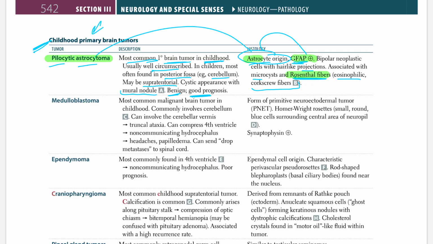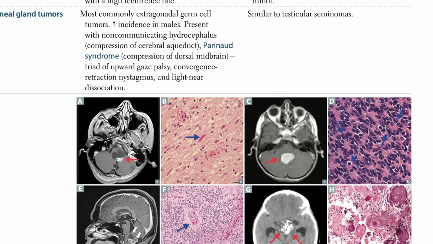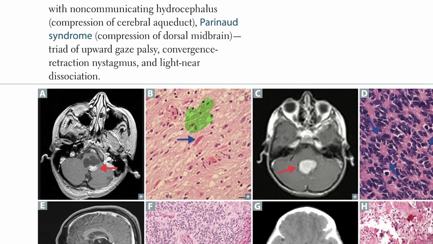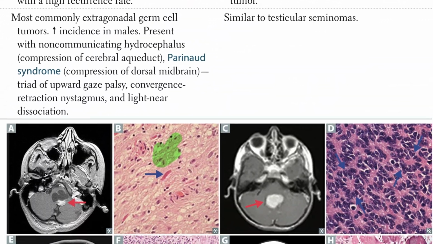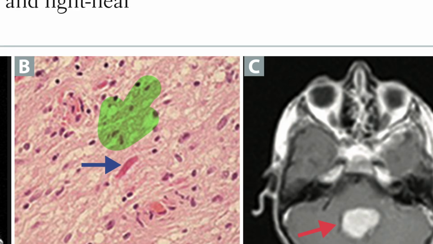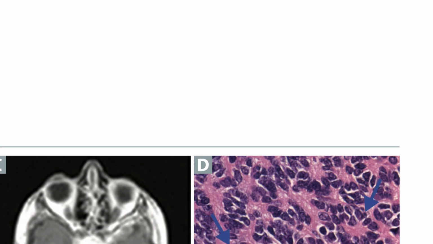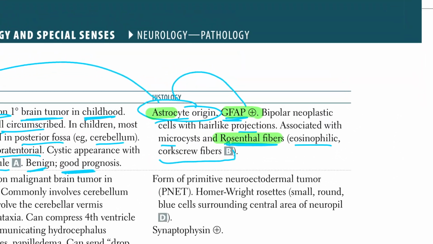Let's take a look at picture B. Rosenthal fibers, you can see it here. They're the eosinophilic. Let's just go back. What is that? See, eosinophilic corkscrew fibers. Okay. What else is there? Rosenthal fibers, right here. Yeah, Rosenthal fibers.